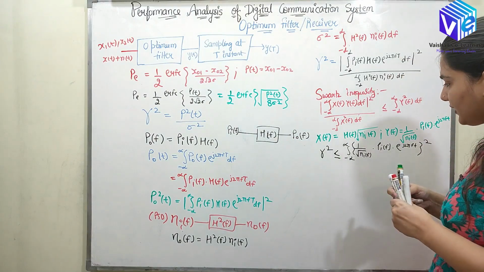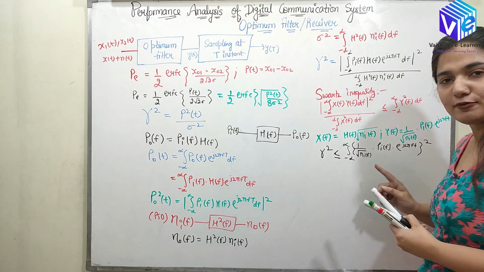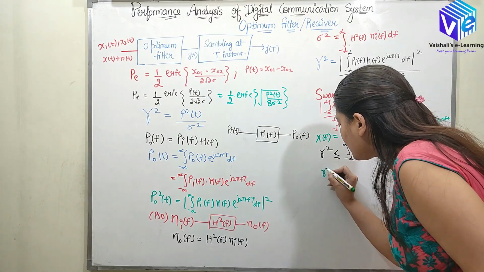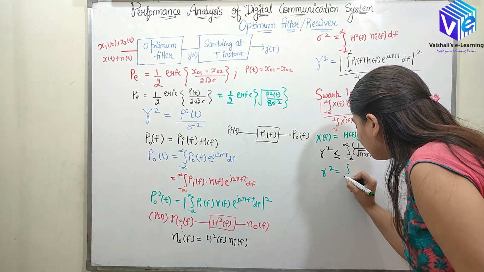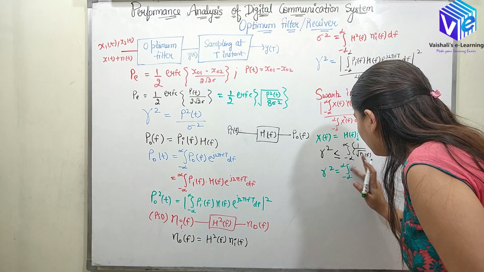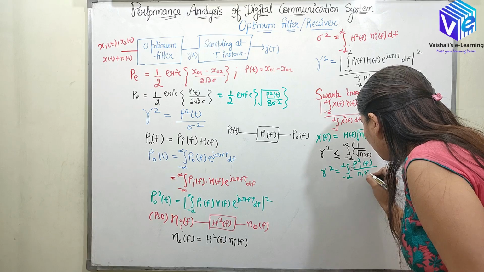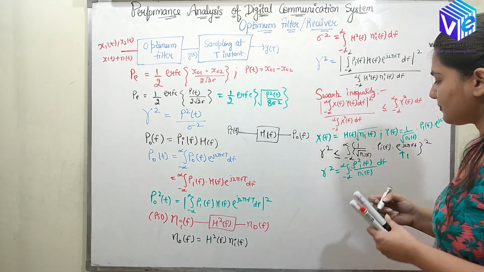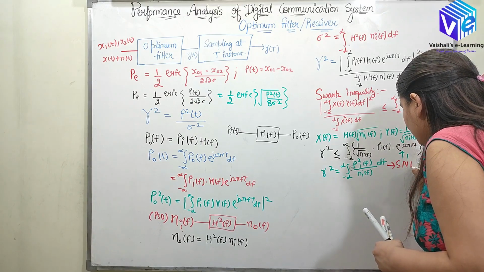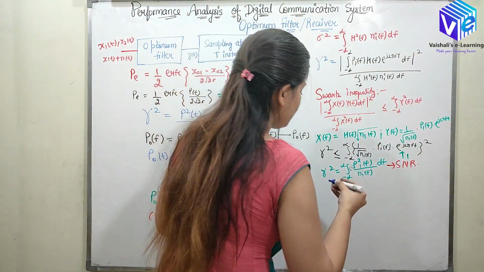So now if I have to take it less than or equal to, the minimum value would be at t equal to minus infinity. At t equal to minus infinity, this term would become 1. So now gamma square would be equal to the integration from minus infinity to infinity of P square(f) upon Ni(f) df. So this is my SNR, this is denoting my signal to noise ratio.